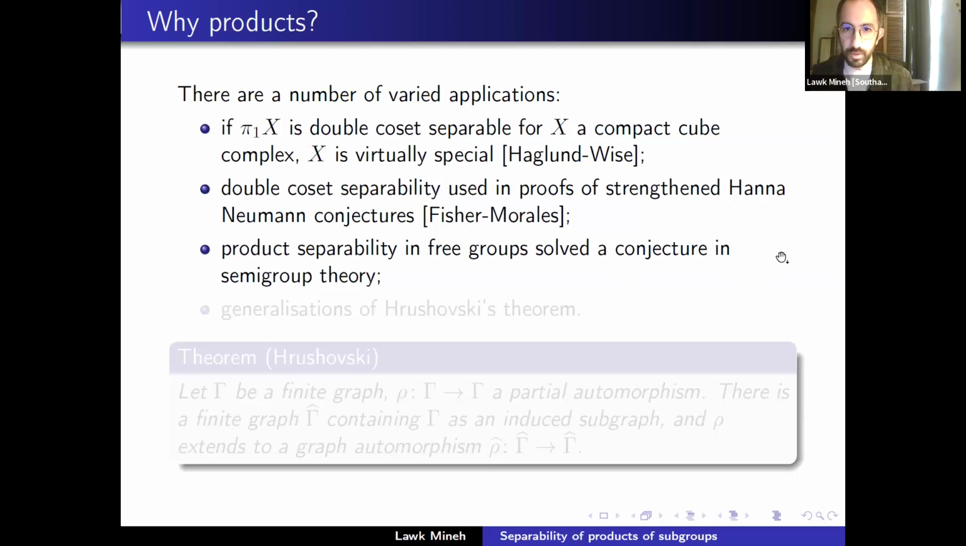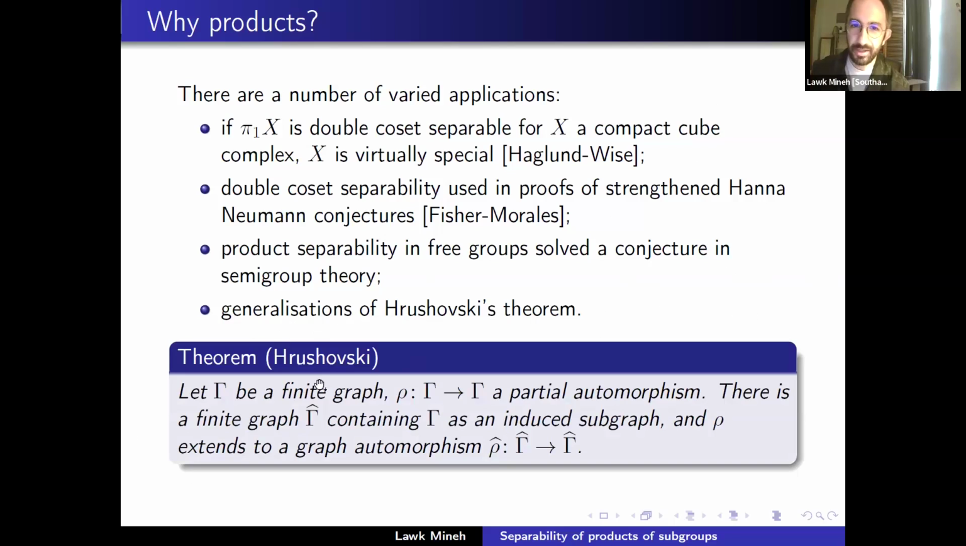Neat. And finally, I want to mention these generalizations of Rosenthal's theorem. So what is it? It's this classic theorem in graph theory about partial automorphisms. And what does it say? It says, okay, I've got a finite graph gamma. I've got a partial automorphism of that graph. So this is an isomorphism of two subgraphs, essentially, of gamma.